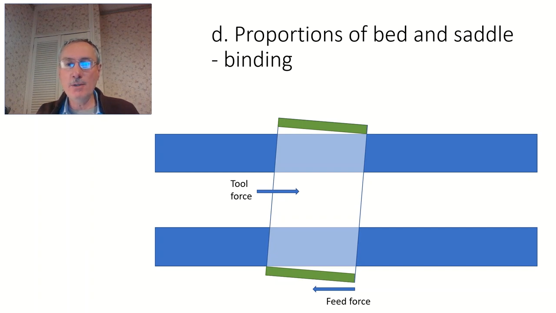Again, the narrower your saddle, the more this rotation is going to be an issue. I remember on my first lathe, which was a drum and round bed, effectively the diameter of the bed and the width of the saddle were about the same. It was about square, and this rotational problem was very noticeable. And of course, the rotation is resisted by the corners.